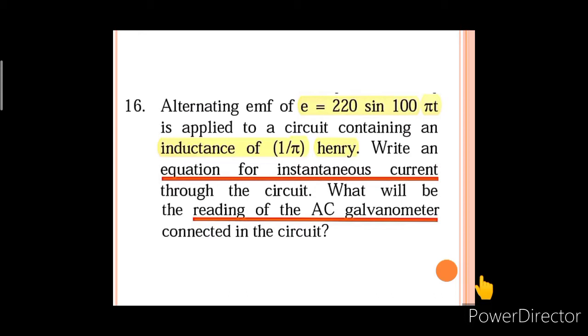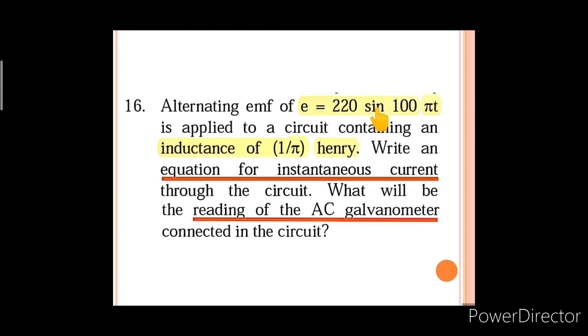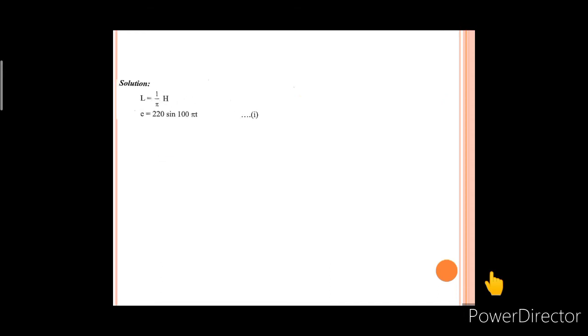Now here an alternating EMF is given, that is E is equal to 220 sin 100 pi t, and the value of the inductance is given as 1 upon pi Henry. First of all, we have to write down the equation for the instantaneous current I, and also we have to determine the value of the RMS current in the circuit, that is the reading of the AC galvanometer connected in the circuit. Let us see the solution.